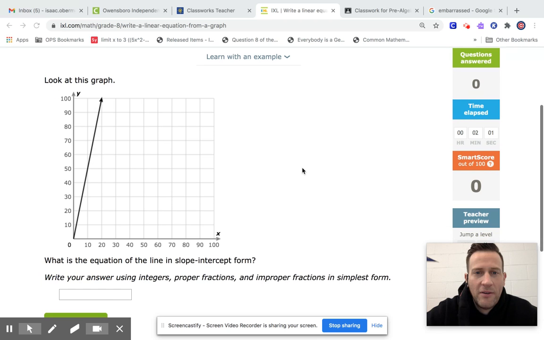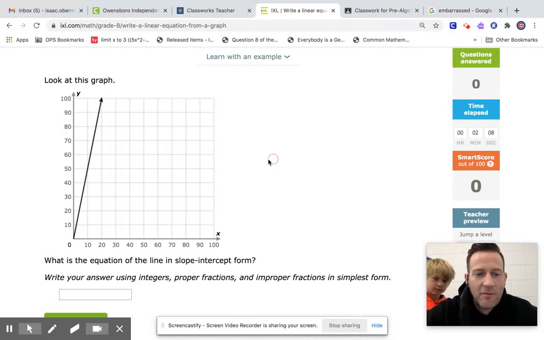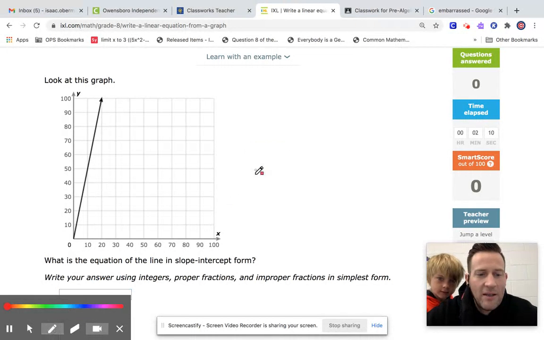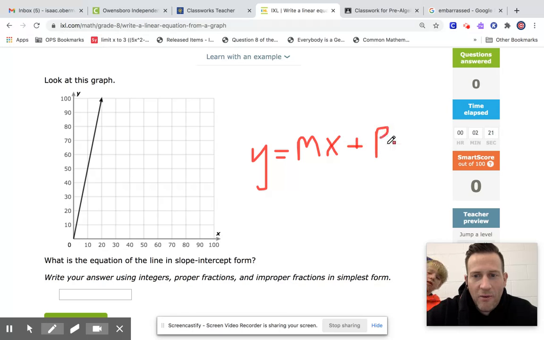I'm going to show you how to do this. We're going to be writing these in y equals mx plus b form. It's slope-intercept form, so remember that's what we're writing these in. We want it in that form: y equals the slope times the x value, plus b, our y-intercept.